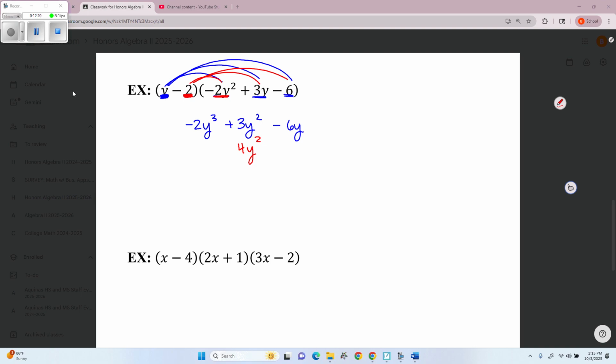Then we take this negative 2 times a positive 3y, and that becomes a negative 6y. So I'm going to put that in the y column with the other like term. And then this negative 2 times negative 6 becomes a positive 12. There is no single number term, so I'm going to make its own column here. And what we've really done here is just created a little addition problem of like terms. So we end up with a negative 2y cubed plus 7y squared minus 12y plus 12.